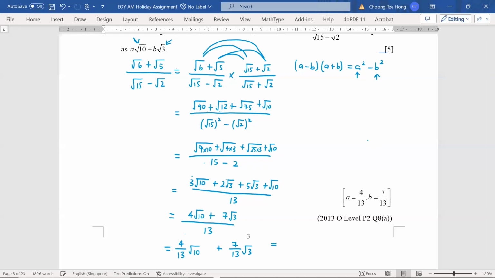So from here, we can say that A equals 4 over 13 and B equals 7 over 13. Remember, for surds, two things you need to know: how to simplify surds, and how to rationalize surds.